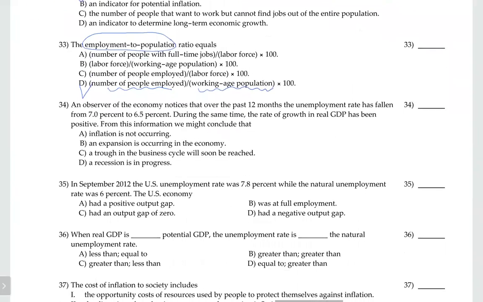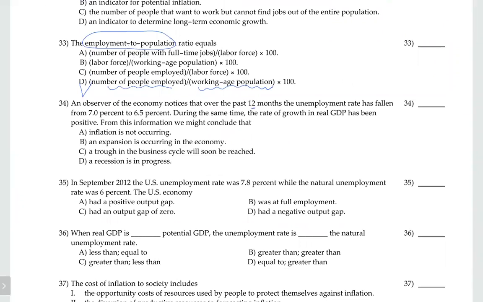Now 34. An observer of the economy noticed that over the past 12 months, the unemployment rate has fallen from 7 to 6.5. During the same time, the rate of growth has been positive. So unemployment rate declines. The real growth is positive. Now, A, inflation is not occurring, so we don't have any information on price. This is not correct. B, an expansion is occurring. Actually, yes, this is a sign of expansion. Right? C, a trough in the business cycle will soon be reached. What is trough? Trough essentially is the worst day of recession. That's not correct. If they changed it and said, okay, a peak in the business cycle will soon be reached, that's correct. Okay. D, a recession is in progress. No. So answer is B.